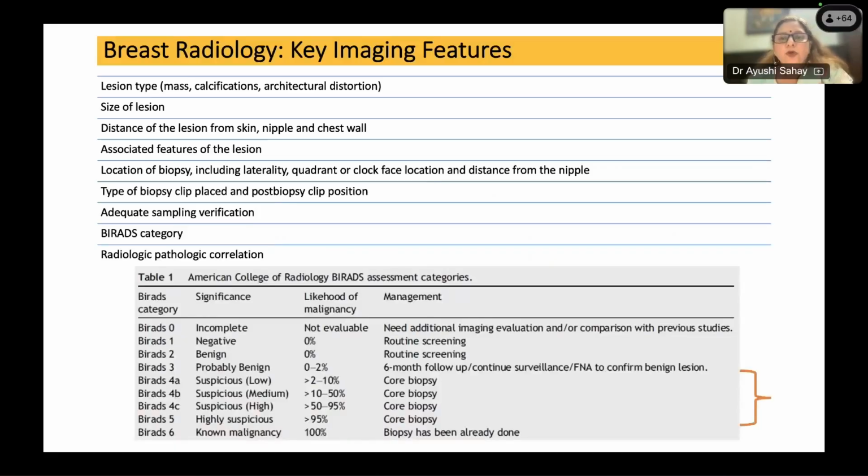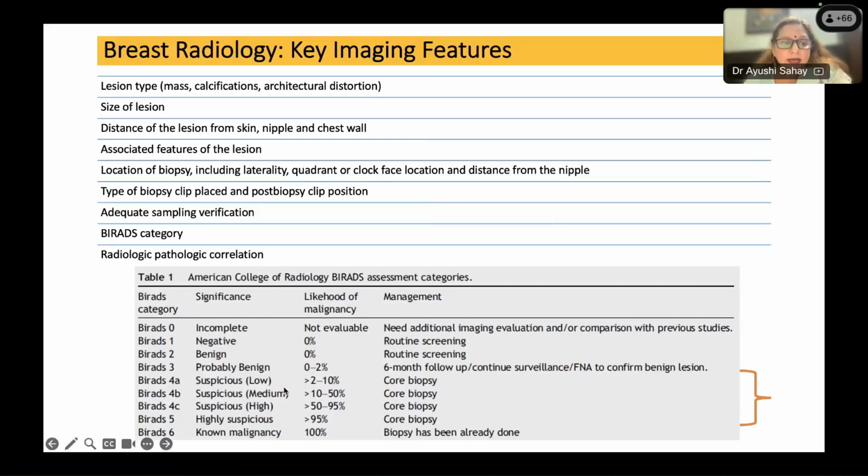Now, before you go to the core needle biopsy, first you have to remember that you have to have good breast radiology at hand when you are trying to evaluate a core needle biopsy. The breast radiology features you should always look for before you start evaluating are the radiological features, the lesion type, size of the lesion, how far, where it is located in the breast, any associated features. Besides that, has any clip been placed, or what is the sampling verification of the breast radiology biopsy report? What is importantly the BI-RADS category?